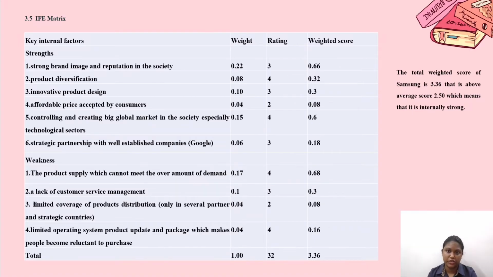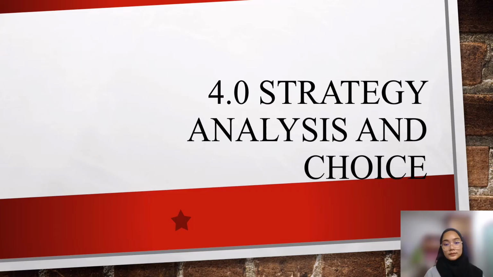This is the IFE matrix. From this table, we can see that the total weighted score of Samsung is 3.36, which is above the average score of 2.50, which means that it's internally strong.